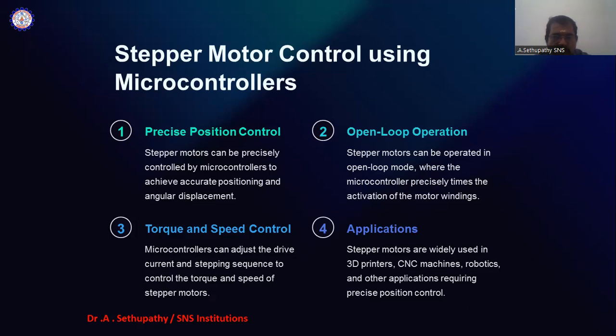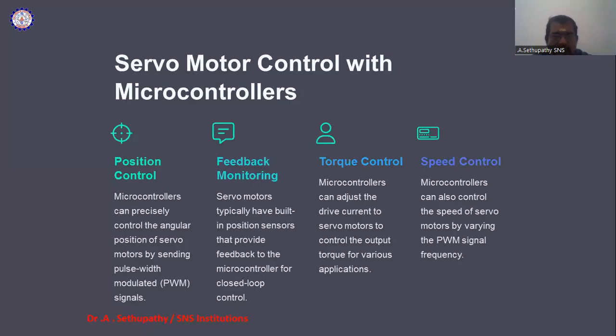Then torque and speed control. The microcontroller can adjust the drive current and stepping sequence to control the torque and speed of stepper motors. Applications: stepper motors are widely used in 3D printers, CNC machines, robotics, and other applications requiring precise position control. Now servo motors. This also involves position control, feedback monitoring, then torque control and speed control. These are all controlled by the microcontrollers.